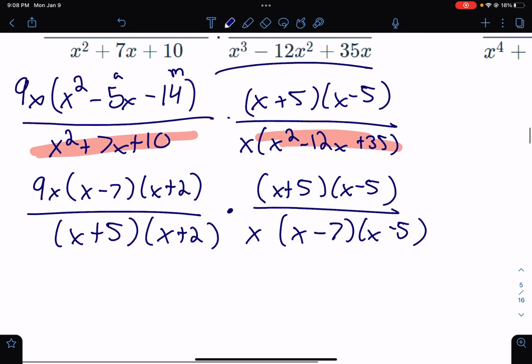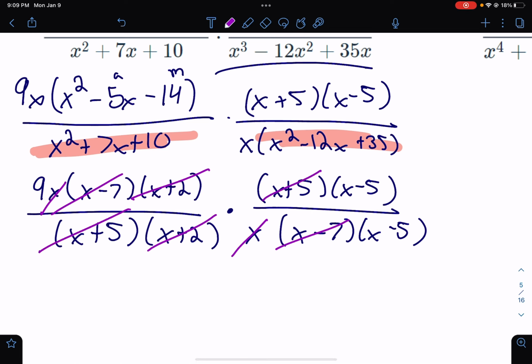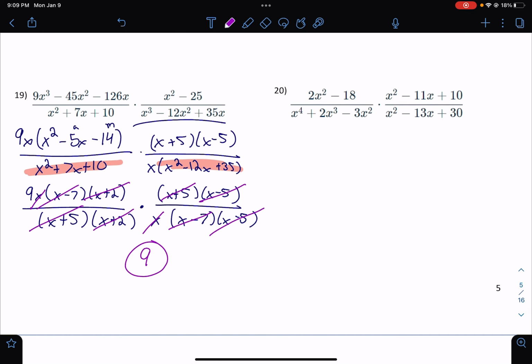All right. So now let's go ahead and see what cancels here. It seems like a lot's going to cancel. So first off, these x's cancel. These x minus 7s cancel, because we got one on the top and one on the bottom. These guys cancel. These guys cancel. These guys cancel. Oh my, the only thing left is a 9 on top. So it's literally just a 9. All right, all that work for a 9. Crazy. All right, next one.